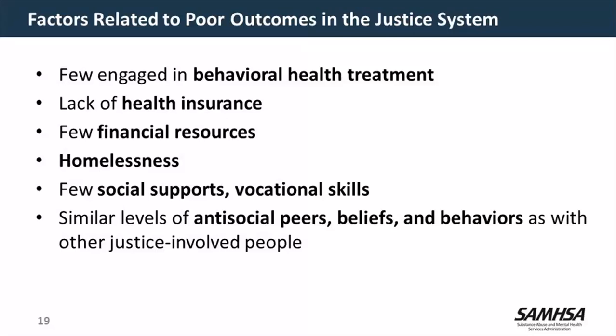Homelessness is a huge factor among this population and one of the key foundational issues that has to be dealt with before any effective treatment can occur. And then we mentioned before, few social supports, few skills related to employment, vocational skills. What's interesting is, counter to what you might think, this population has very similar levels of antisocial, criminogenic belief systems, thoughts, and behaviors, as well as peers, as others in the justice system. And we'll look at the implications a little bit later. But in fact, the risk level for recidivism and for rearrest is as high or higher than other justice populations. And they particularly have high rates of recidivism and dropout of treatment within that first 90 days after release from custody or residential settings.